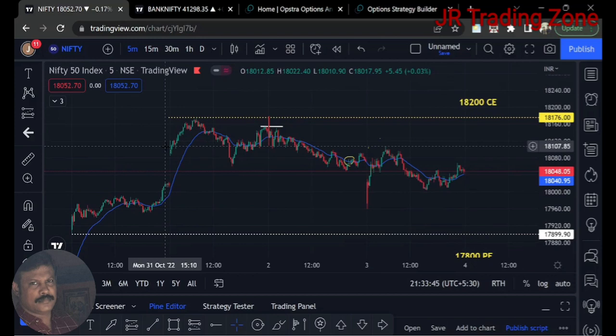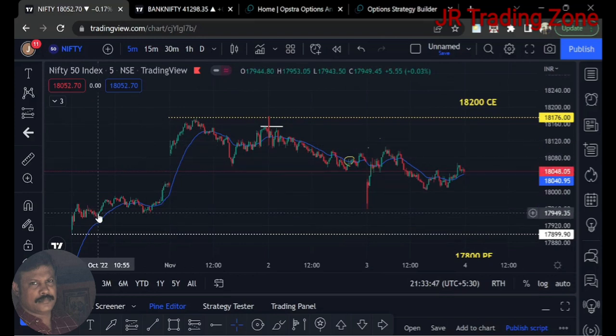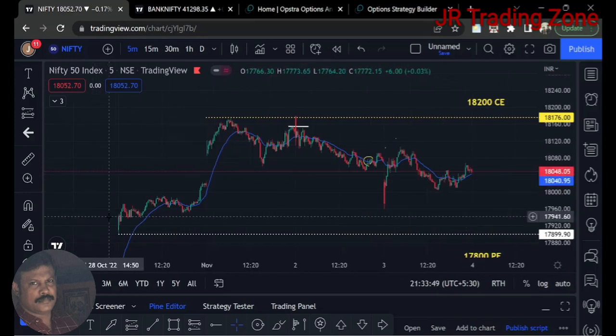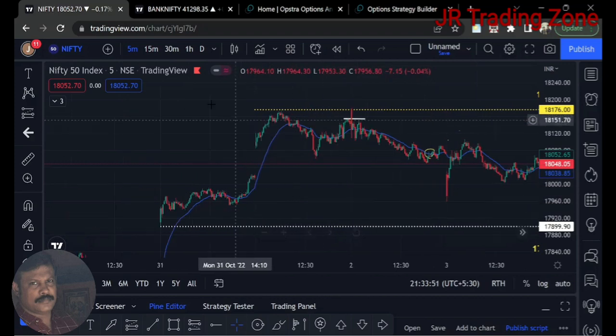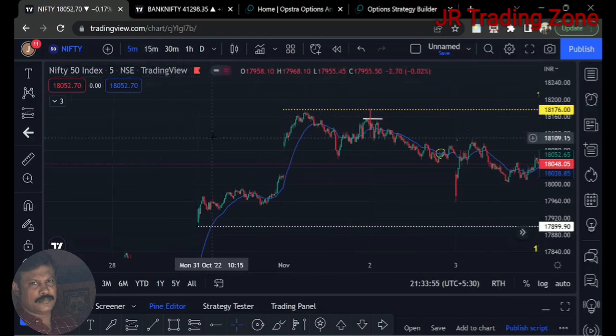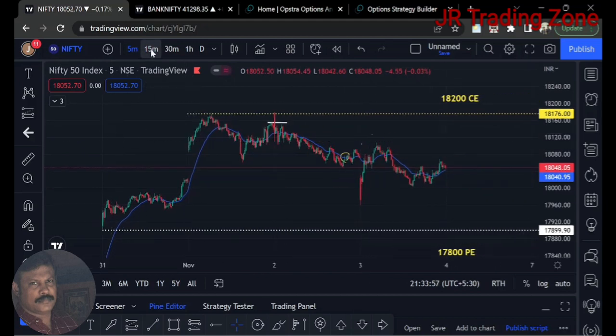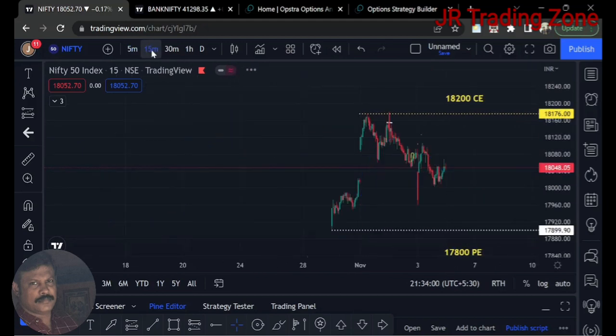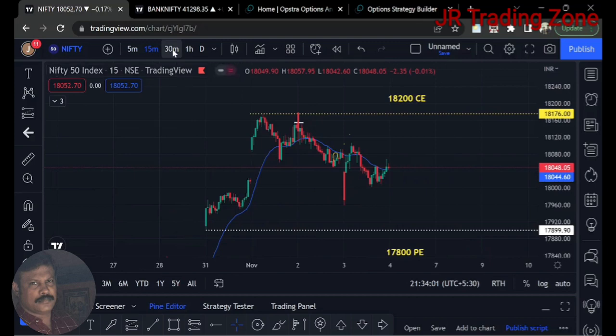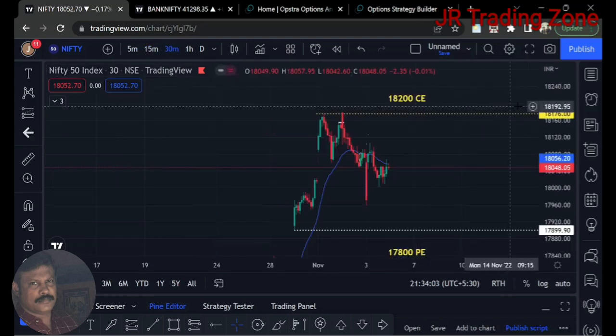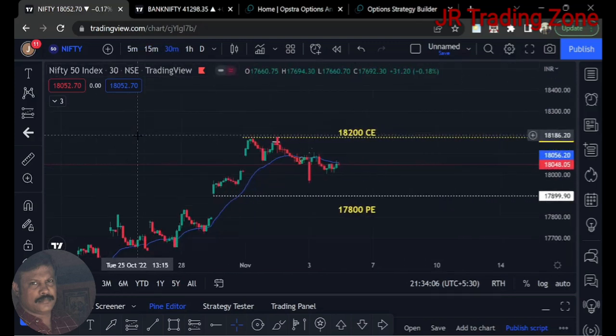This is the Nifty chart of this week, from Monday to Thursday. This is a 5-minute chart. If you want to change it into 15 minutes, you can go and change it into 15 minutes. You can get the 15-minute chart, 30-minute, 1 hour, and so on.